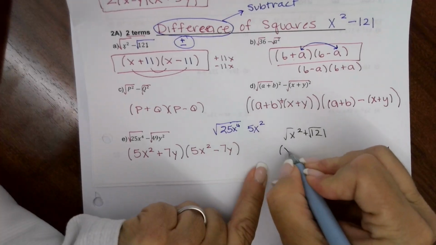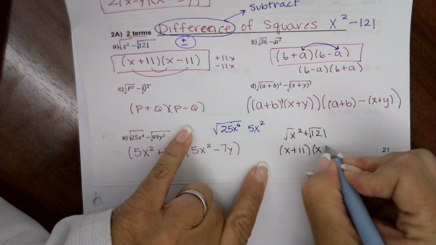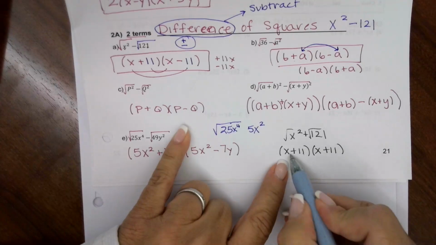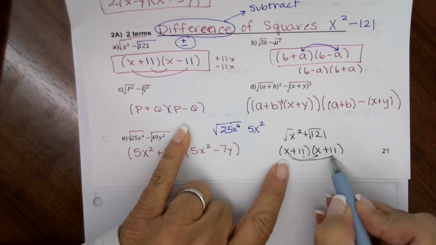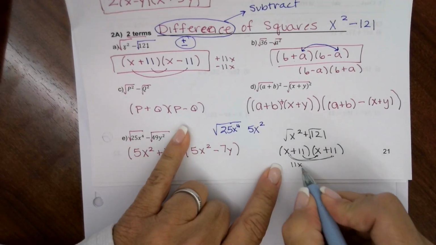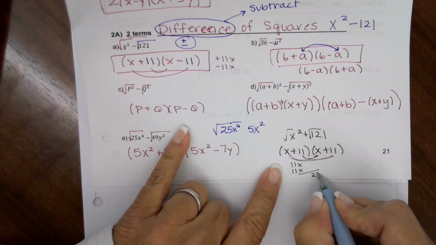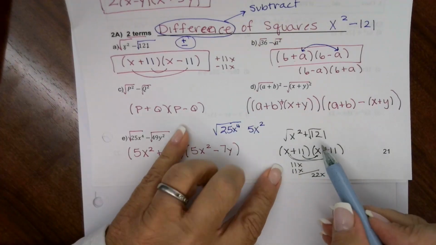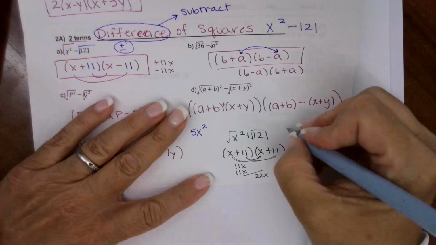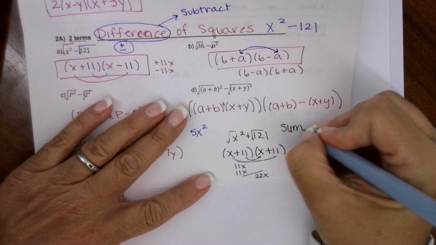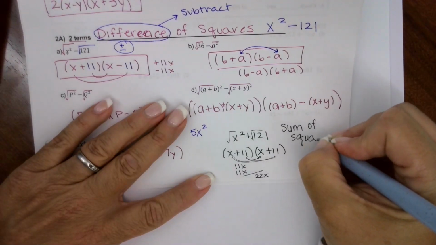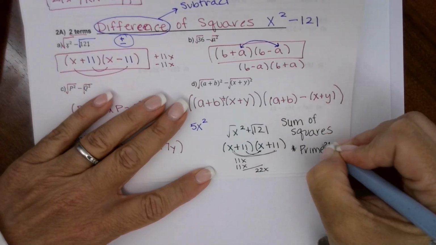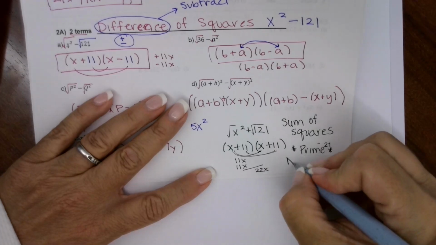So if I did this, x plus 11, well, this would give me a positive 121. But when I FOIL this out, I'm going to go the last term and these middle terms, I would have 11x plus 11x, so I would have this middle term of 22x, right? When I FOIL this, I would have a middle term of 22x, and I don't have that. So this is called a sum of squares. And here's the key about sum of squares. It is prime. And if you remember what prime means, that means it cannot be factored.